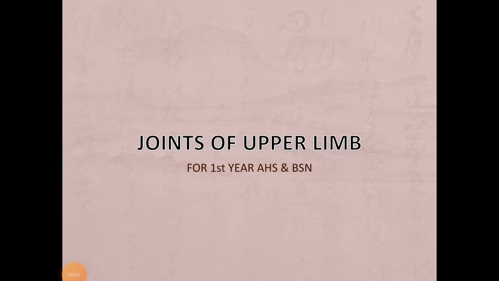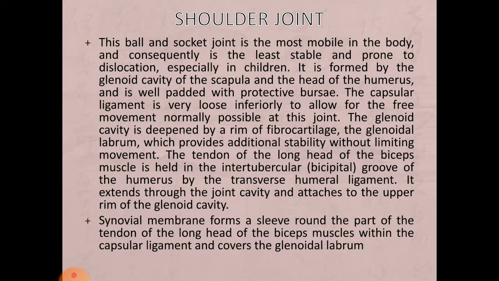For today's lecture, we will talk about all the joints of the upper limb. Starting with the shoulder joint, this is the most mobile joint in the body, and because it is most mobile, it will be least stable, but definitely it is to allow the maximum movement around the shoulder joint.